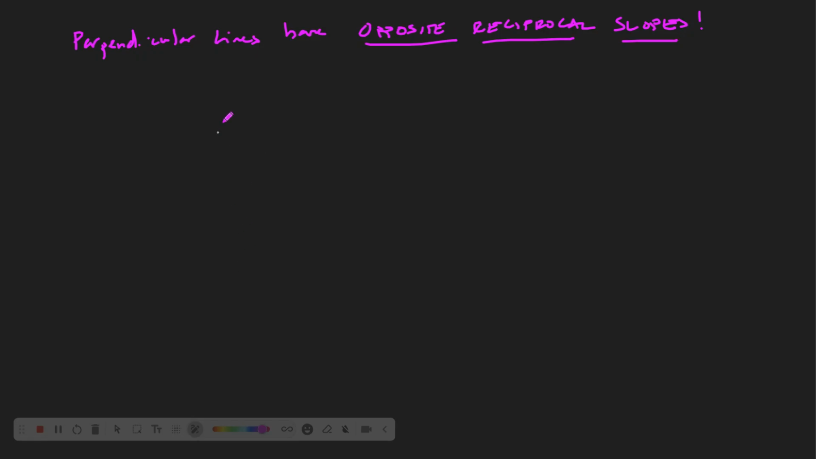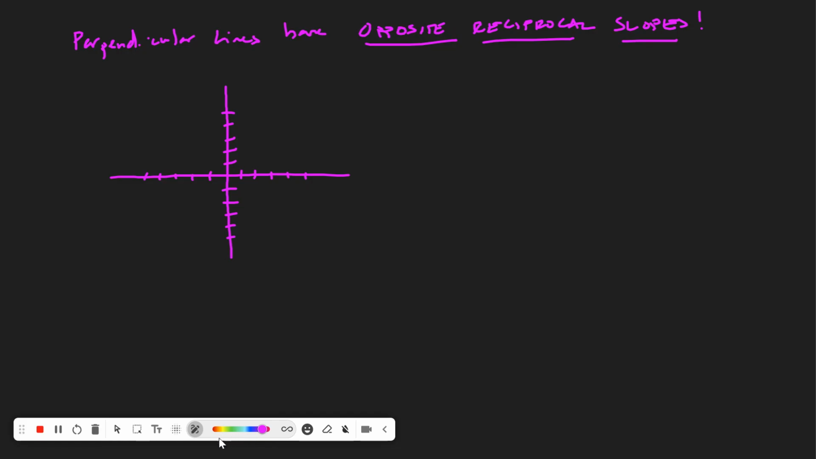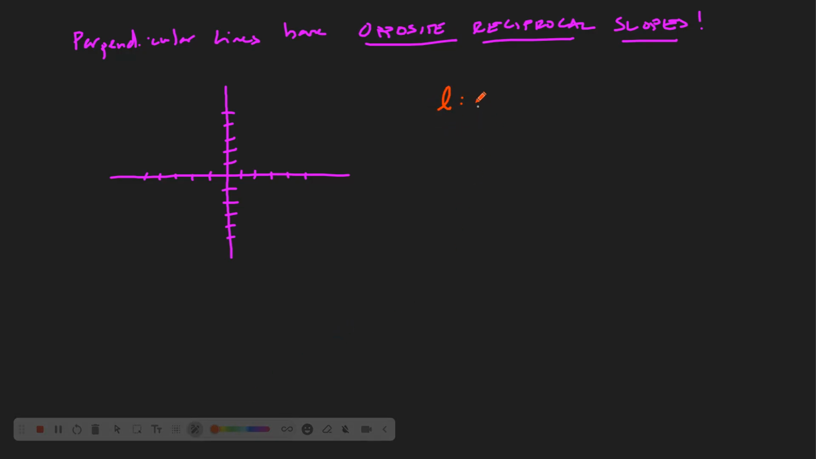So let's graph two lines. We'll do the same thing. Here's my x and y axis. We'll go 1, 2, 3, 4, 5 in each direction. And let's start with the red line here. We're going to call it line L, the same line: y equals 1/2 x plus 3. So go up 3, and then from there, use the slope of up 1, right 2. Okay, and there's line L.